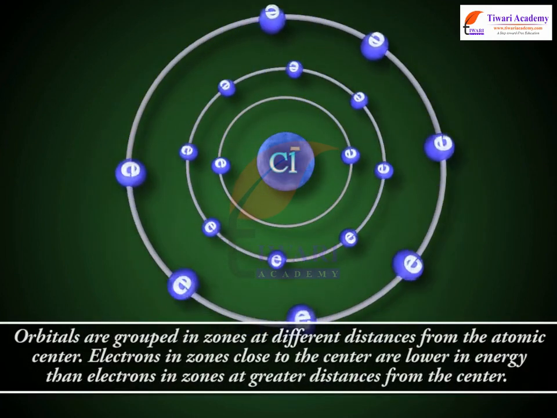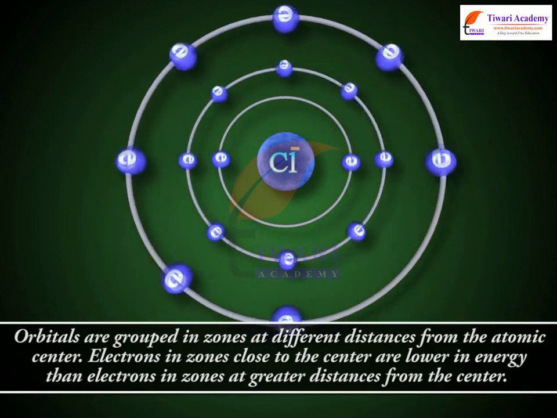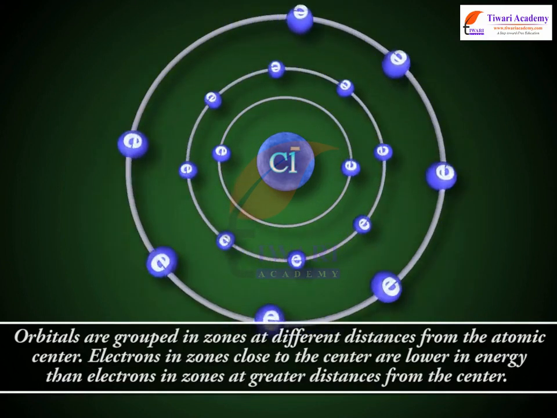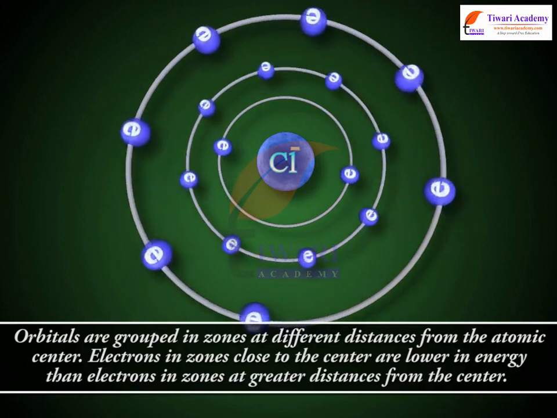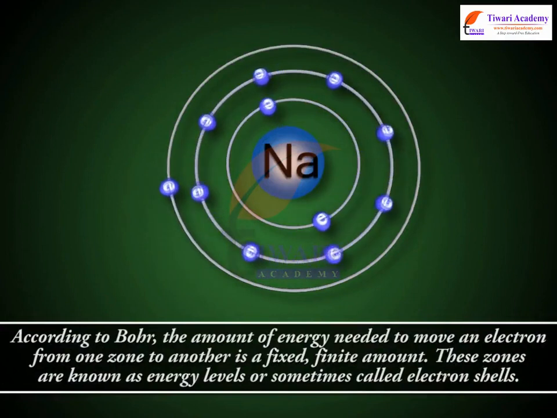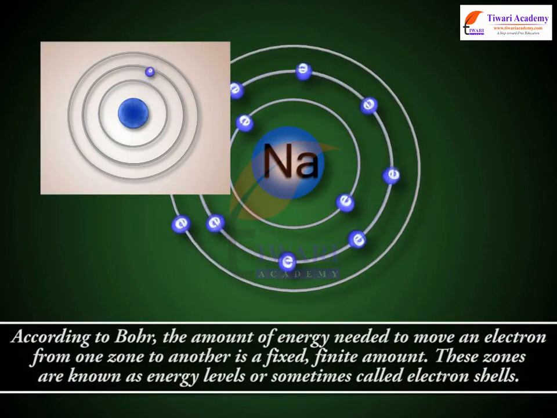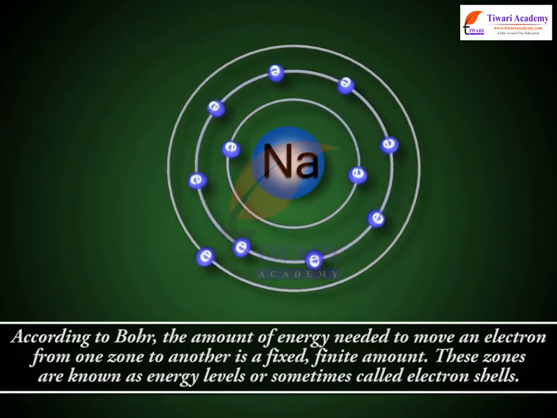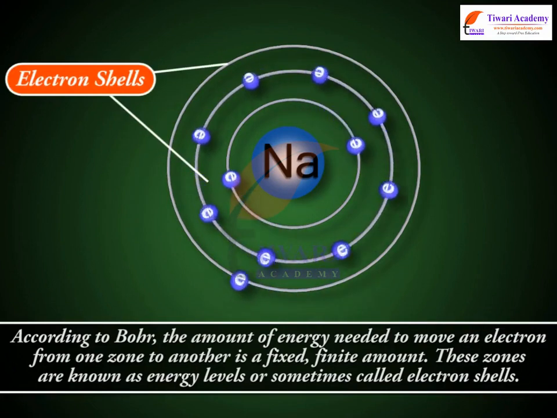Orbitals are grouped in zones at different distances from the atomic center. Electrons in zones close to the center are lower in energy than electrons in zones at greater distances from the center. According to Bohr, the amount of energy needed to move an electron from one zone to another is a fixed, finite amount. These zones are known as energy levels, or sometimes called electron shells.